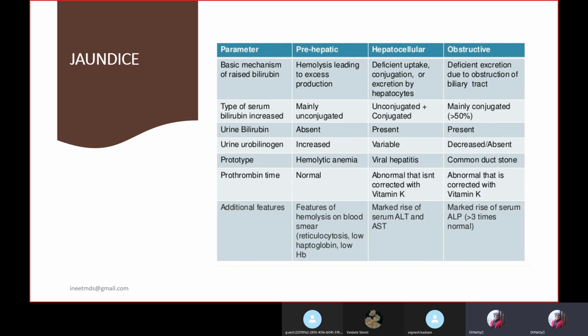But after that, when it gets stored in the gallbladder, there is some issue in the gallbladder. There is some issue in the bile duct. So it does not get excreted properly, and because of that, there is some obstruction. So such bilirubin, when you check the serum, is mainly conjugated bilirubin. So that is the difference between the three groups of jaundices. Prehepatic, mainly there is an RBC issue. There is a large amount of hemolysis. So in the serum, you will have mainly unconjugated bilirubin.